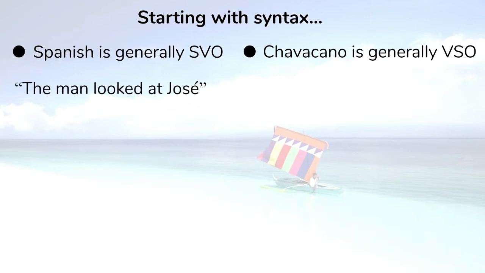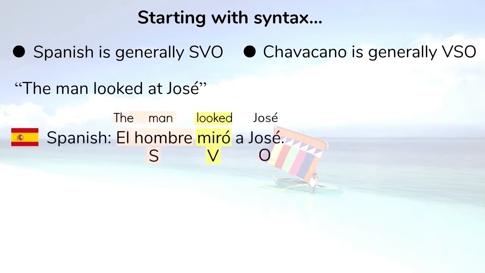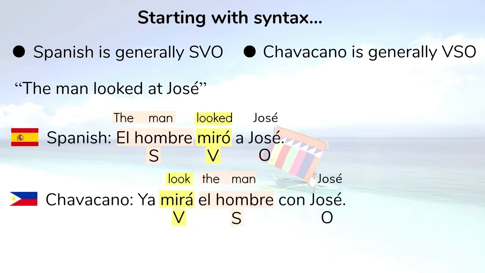Here's a sentence meaning, the man looked at Jose. In Spanish, El hombre miró a José. And in Chavacano, Ya mirá el hombre con José. In Spanish, the subject, el hombre, comes first, but in Chavacano, it comes after the verb. There are some other important things we can notice about this sentence.